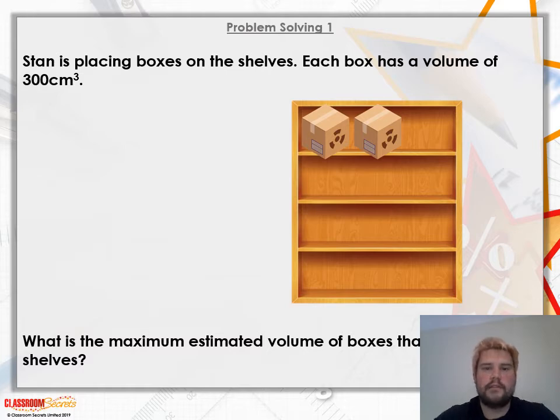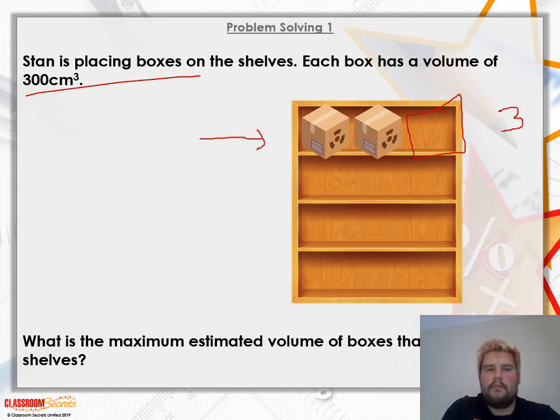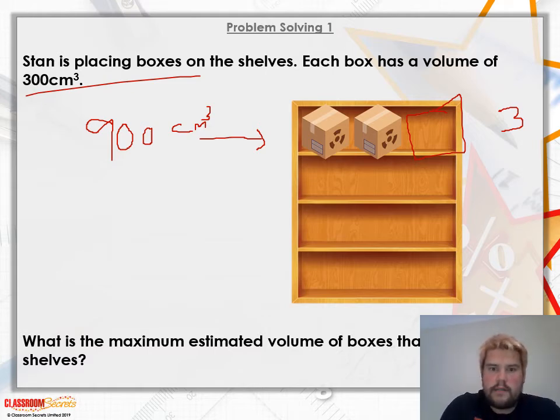Stan is placing boxes on a shelf. Each box has a volume of 300 centimeters cubed. Now I'm going to do mine just normally. I can get another box in there, definitely. So on this row here, I've got 3 boxes. 300 times 3 is 900. And then centimeters cubed is very hard when I'm trying to write. 900. Okay, the boxes aren't going to change size automatically.